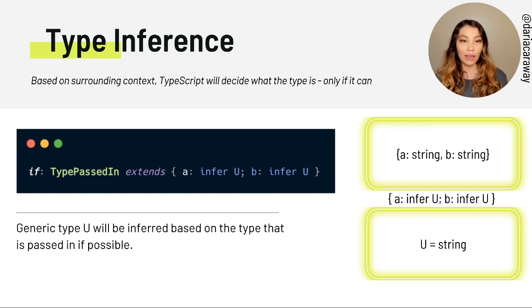So if the type passed in extends this same object structure with a type U, b type U, and TypeScript can successfully infer U, then the extends statement passes. So if we have an object type that is a string, b string, we try to run that through our object matcher, TypeScript will infer U to be string because it matched the type structure, and it can successfully say that, okay, those U's are stand-ins for string.